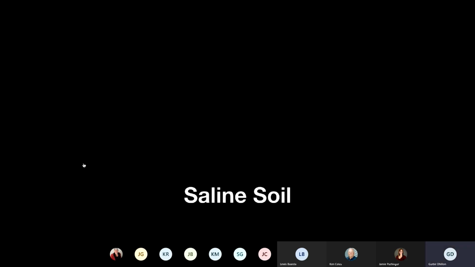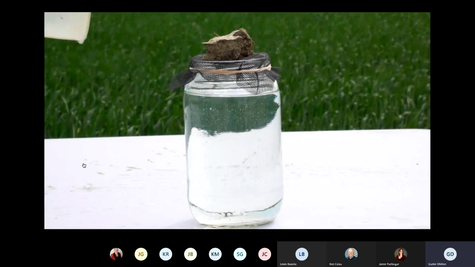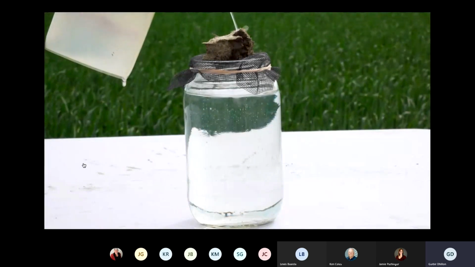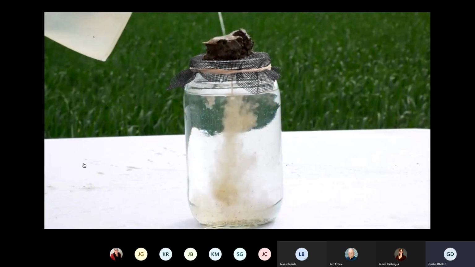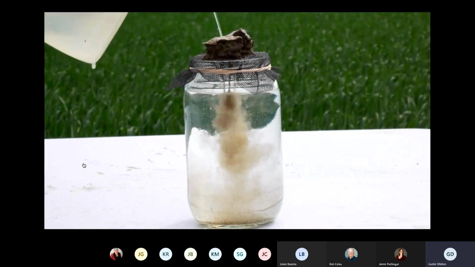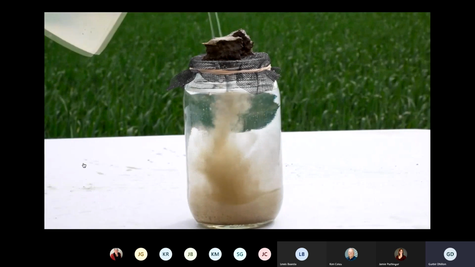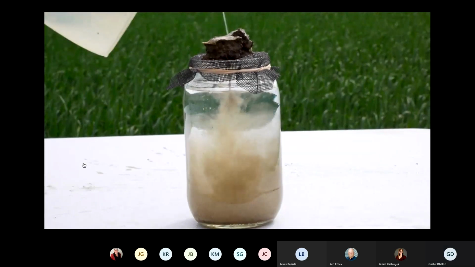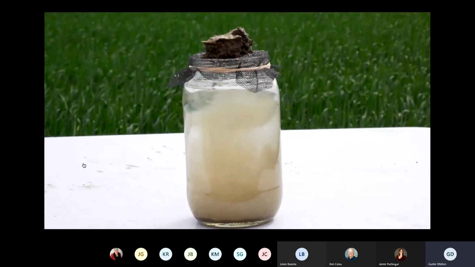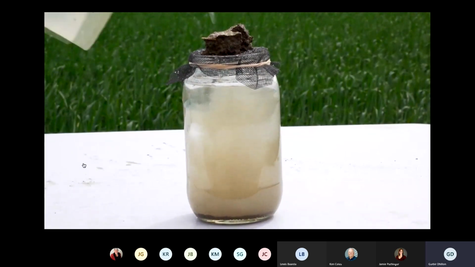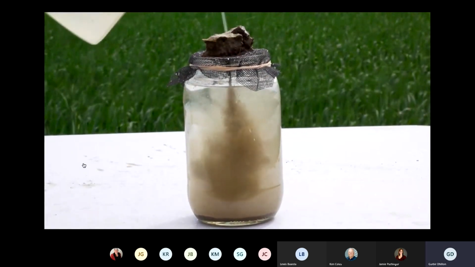Similarly, highly saline soils, especially when there is a high content of sodium, can lead to dispersion of soil particles and disintegration of soil aggregates very quickly. As shown here, the aggregates are disintegrated very quickly on the application of water.